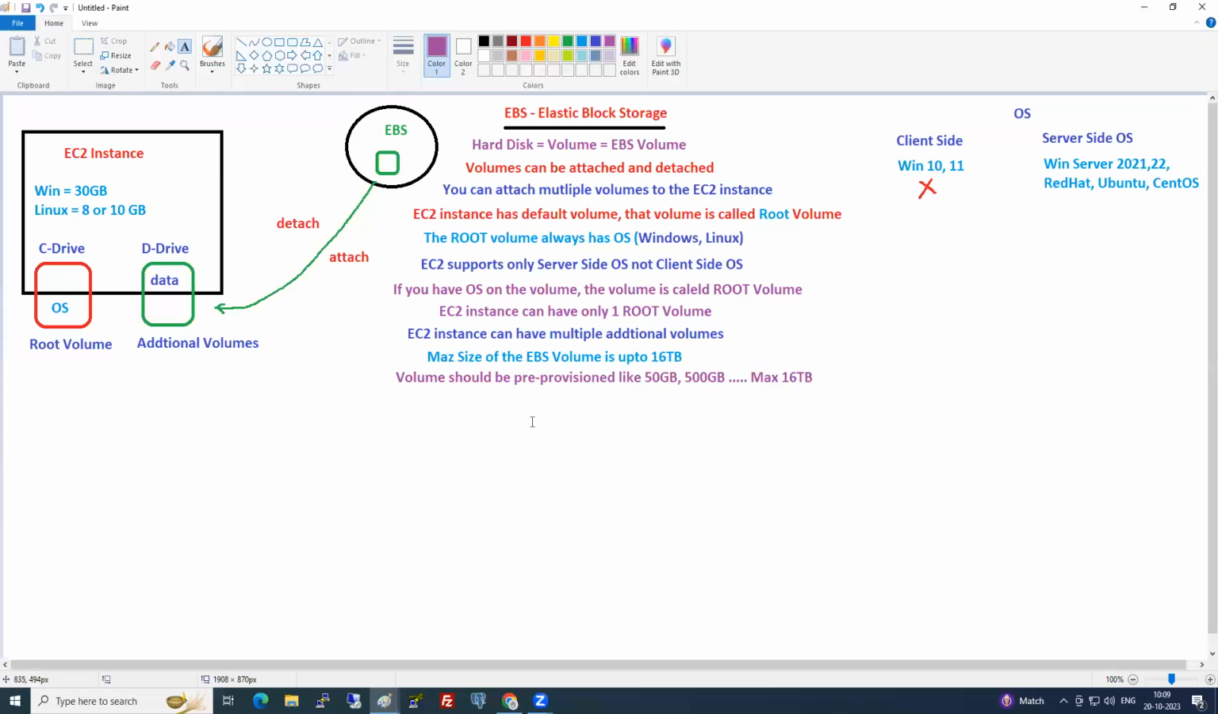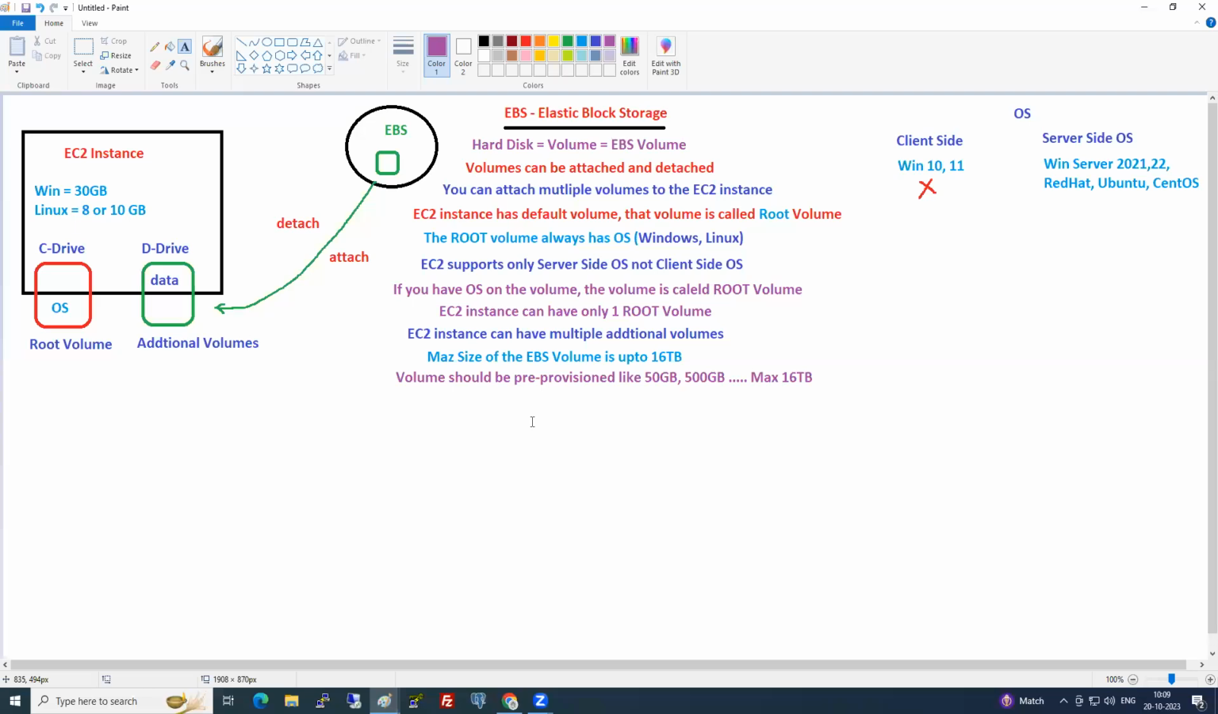Okay, one question for you. Certification question. You have one volume. One volume can be attached to multiple EC2 instances at the same time. What is your answer?